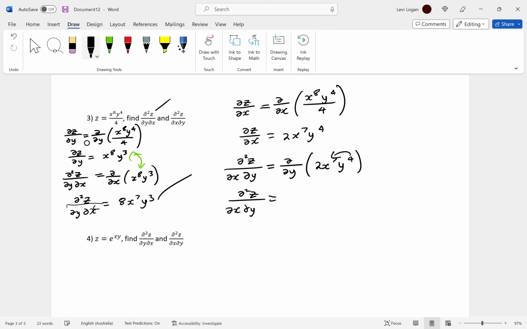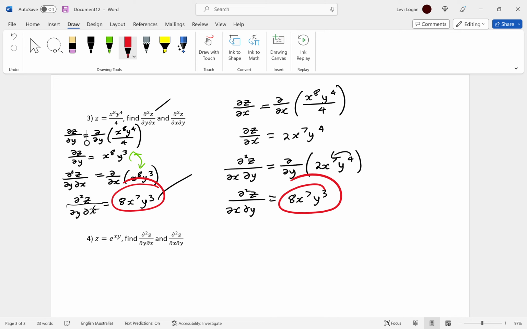Bring the 4 down the front, subtract the 4 by 1, so we're left with 8x to the 7, y to the 3. Now you're probably wondering, why did we need to do that if they're exactly the same? Well, sometimes they're not always the same. For common functions, they are the same, but they're not always the same.